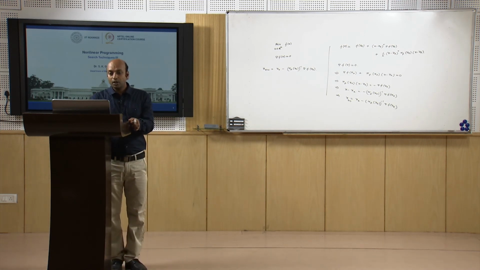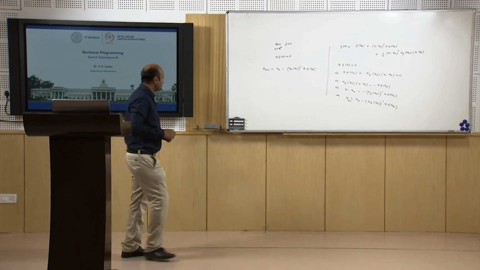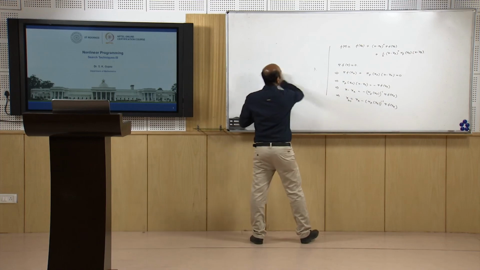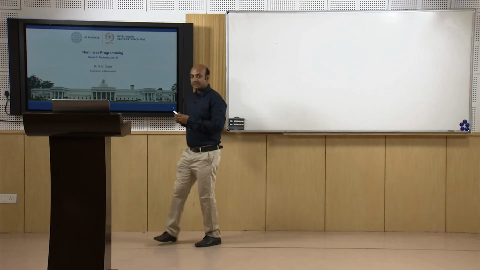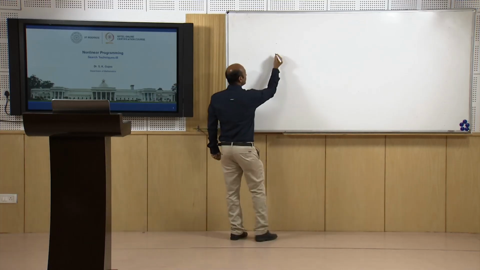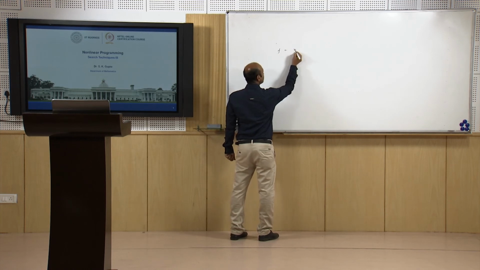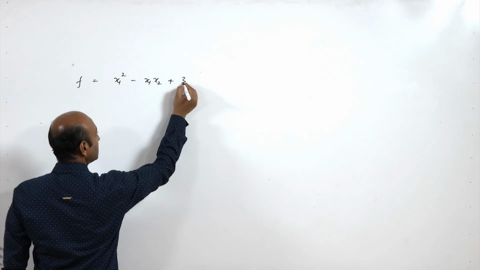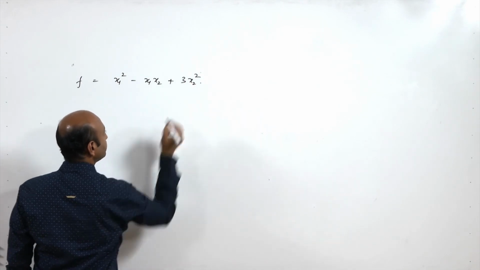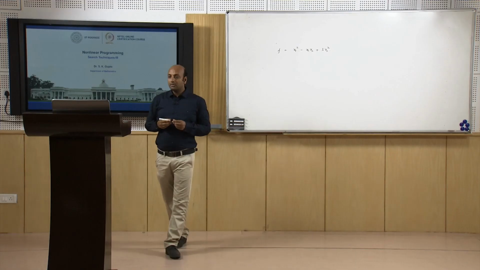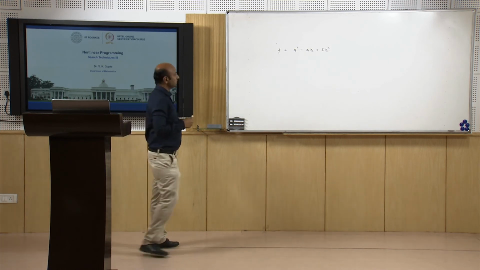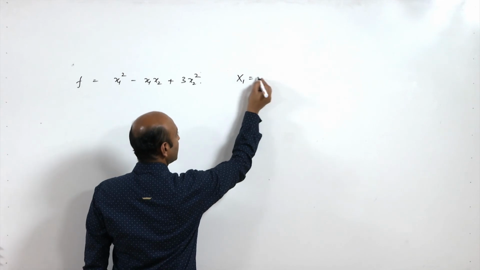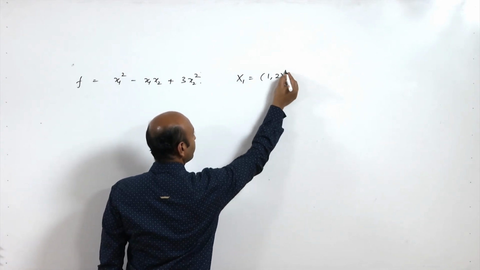Now, suppose we have this problem and we want to solve it using Newton's method. So, how can we proceed? The problem is basically f equal to x1 square minus x1 x2 plus 3 x2 square. This is the problem, and the initial approximation which we can take is (1, 2). It is capital X1 which we can take as (1, 2).